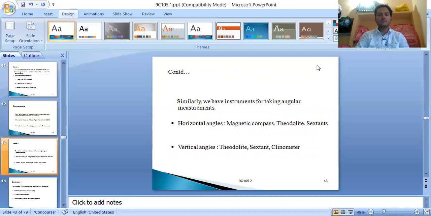Similarly, we have instruments for taking angular measurements. Horizontal angles can be taken with the help of magnetic compass, theodolite, and box sextant. Vertical angles can be measured with the help of theodolite, sextant, and clinometer. Here, magnetic compass is the instrument which can measure only horizontal angles. We can observe one thing, that theodolite can measure horizontal angles as well as vertical angles.